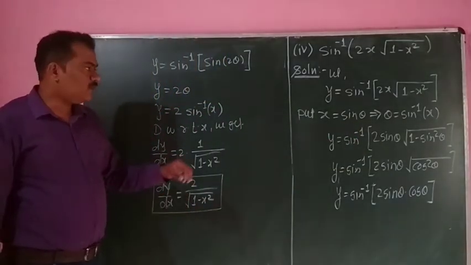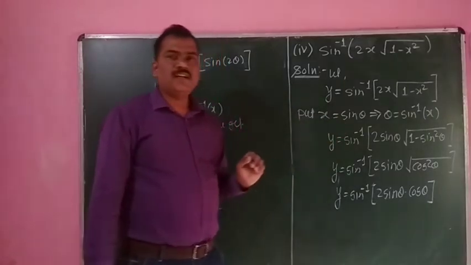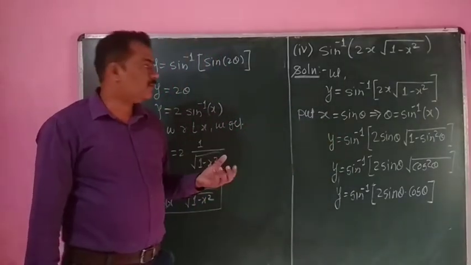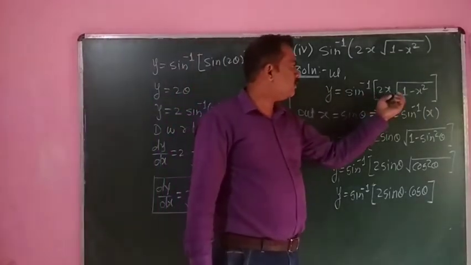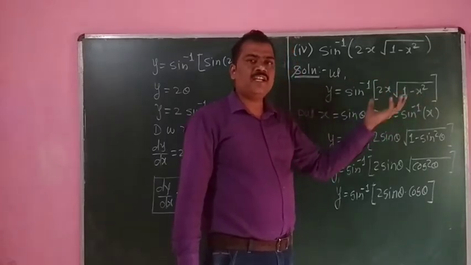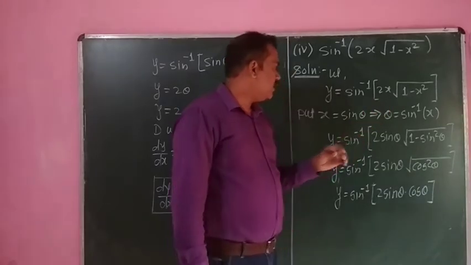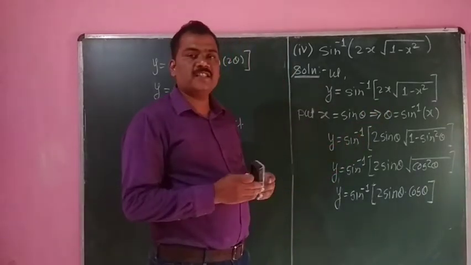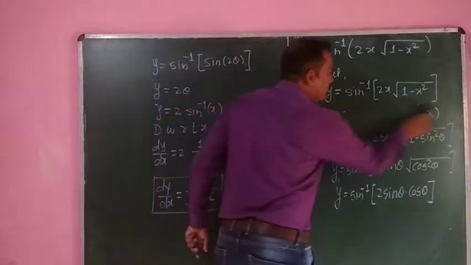If you substitute x is equal to cos theta, that is also suitable, because 2 times cos theta into under square root of 1 minus cos square theta, that is sine square theta, gives the formula of sine 2 theta. So we also put x is equal to cos theta. Then what happens, we have to see that.